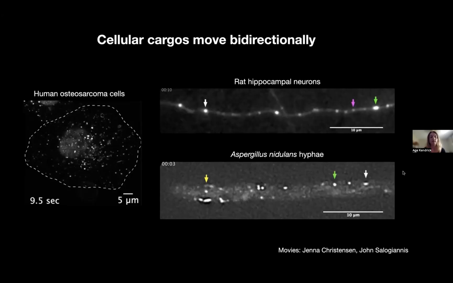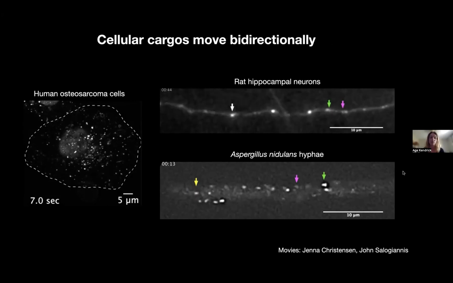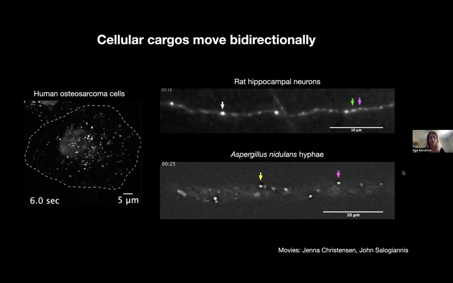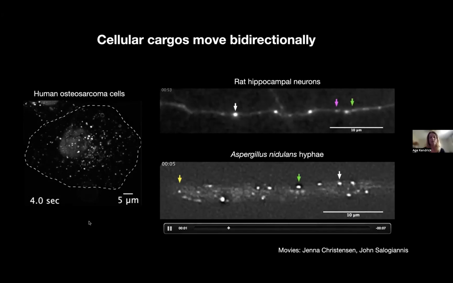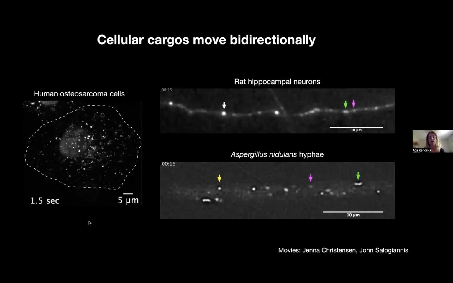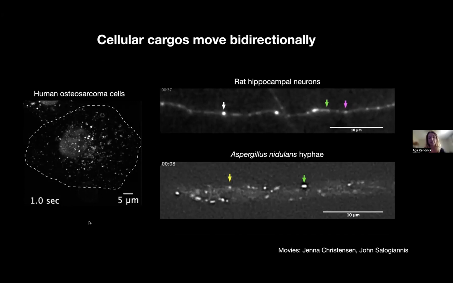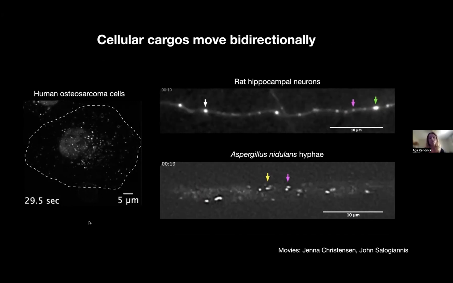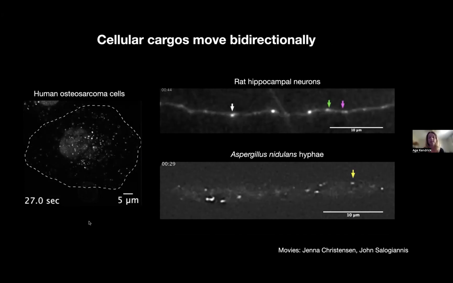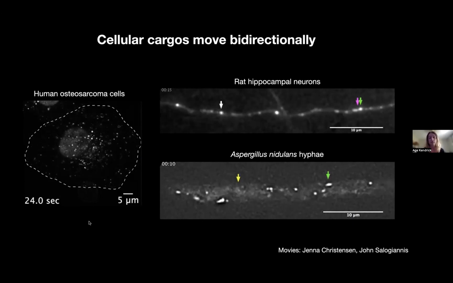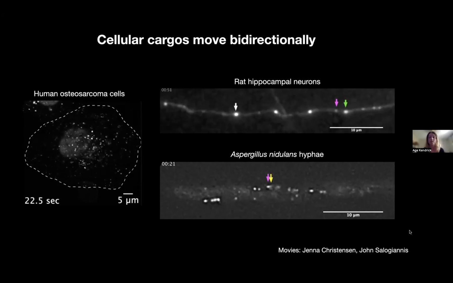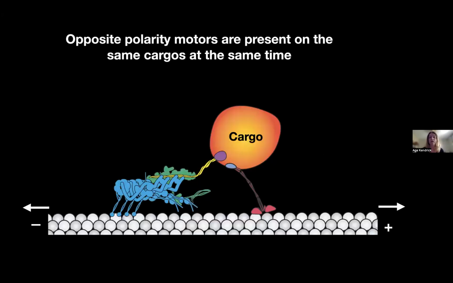If we look at the movement of cellular cargos within cells, as you can notice here, these cargos move very rapidly, as shown in human osteosarcoma cells, primary rat neurons, or the filamentous fungus Aspergillus nidulans on the right. I've also highlighted some specific movements with arrows that show not only movement towards the plus and minus end, but also rapid switches in direction, suggesting that cargos move bidirectionally. The fact that these cargos move bidirectionally suggests that opposite polarity motors are present on the cargos, which is quite unique since all motors are unidirectional.